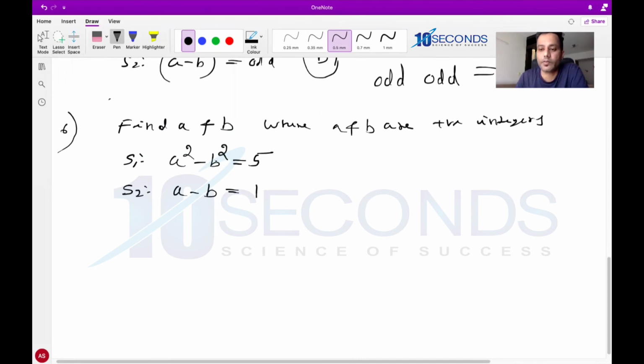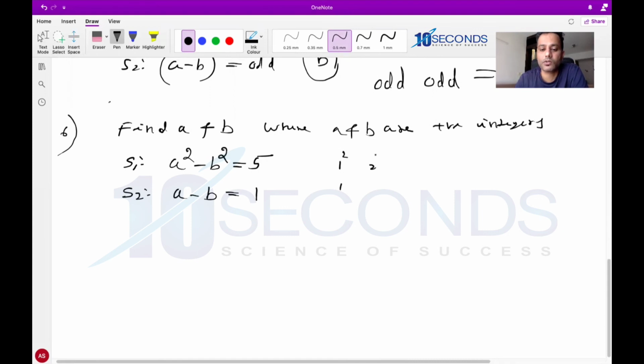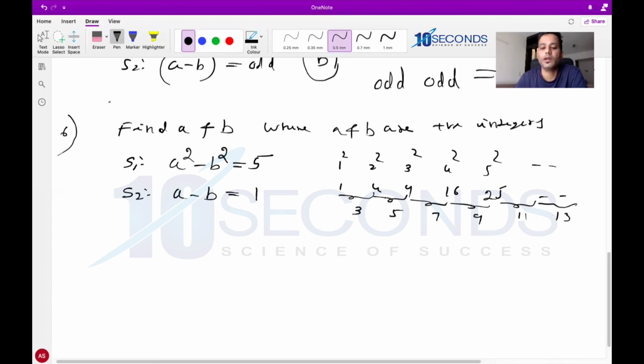Now first I'll take statement 1 only. You know that a and b are positive integers. So 1 square is 1, 2 square is 4, 3 square is 9, 4 square is 16, 5 square is 25, and so on. Now the difference between 1 and 4 is 3, between 4 and 9 is 5, next is 7, next is 9, 11 and so on till infinity. A difference of 5 is possible only once, that is 3 square minus 2 square. So if the difference is 5, definitely it is 3 square minus 2 square. No other square numbers have a difference of 5.